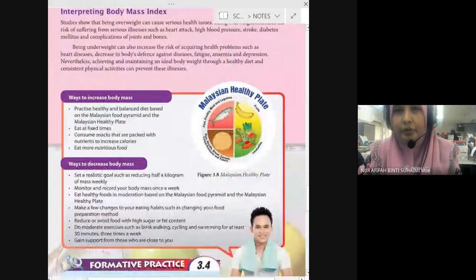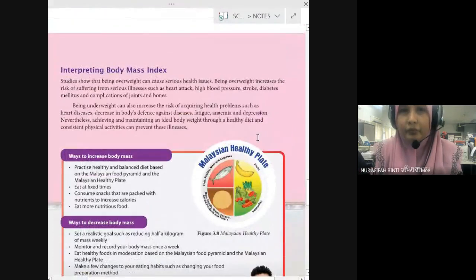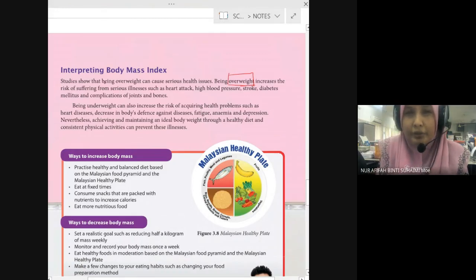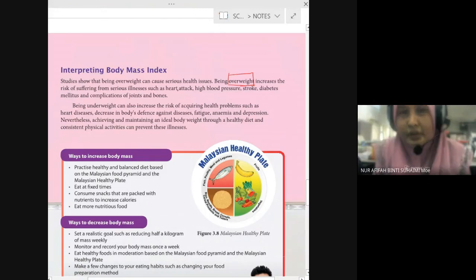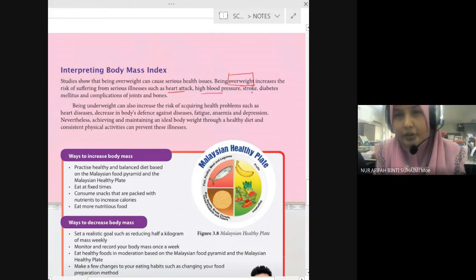Interpreting body mass index. When we interpret our BMI, we can see the condition of our health. If we are overweight, we will suffer from serious illnesses such as heart attack, high blood pressure, stroke, diabetes, and other complications for joints and bones.